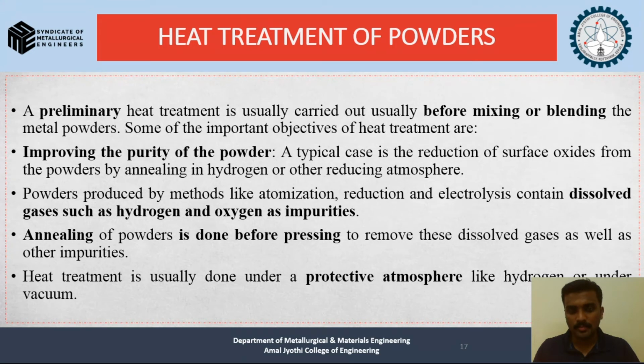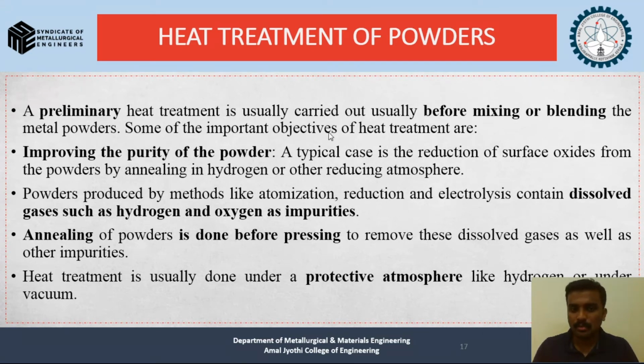As we discussed in the previous slides, there are certain impurities in our powder, and among those, the most common are the gases entrapped in the powder. These gases are entrapped because of processes like atomization, and we have to get rid of these dissolved gases such as hydrogen and oxygen from the powder. In order to do that, we go for the heat treatment process, and the heat treatment is normally done before the mixing and blending operation. This is considered the preliminary heat treatment.